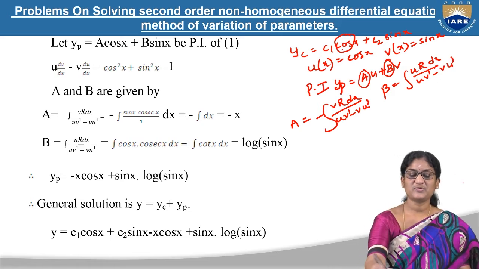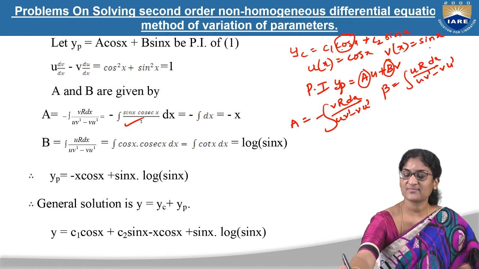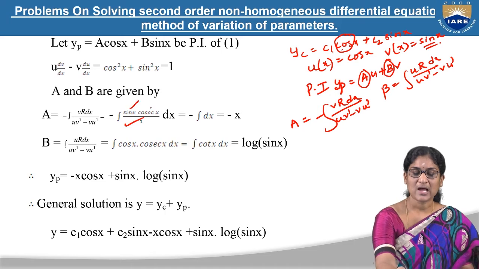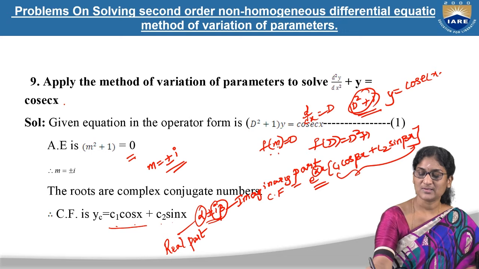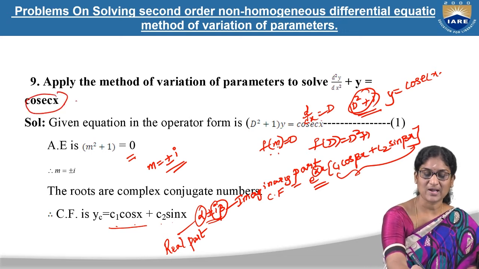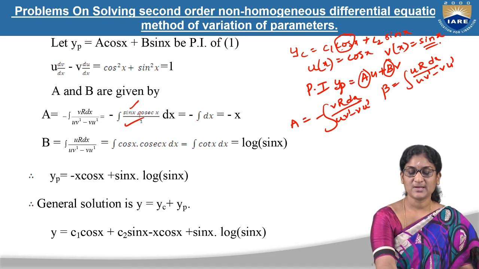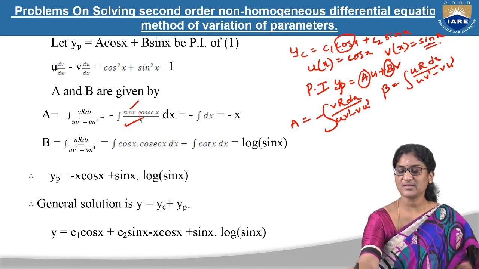Now we substitute here: v is nothing but sin x, so minus of integral sin x, and R is nothing but cosecant x. You can see the right hand side part, this is the R value, R of x. So here I can substitute cosecant x by uv dash minus vu dash. Here u is cos x, v is sin x.